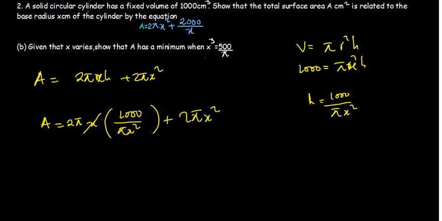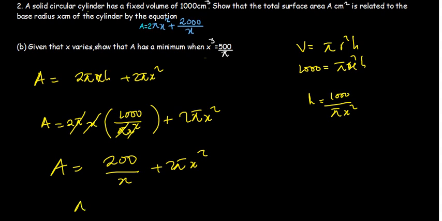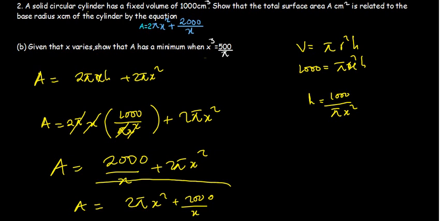Now this x will cancel with one x in the denominator, and pi will cancel with the pi. Therefore the area is going to give us 2 multiplied by 1000, that is 2000. Remember, an x has remained in the denominator, plus 2 pi x squared, which you can as well write as area is equal to 2 pi x squared plus 2 multiplied by 1000 divided by x. So this is what we can see given there, hence shown.